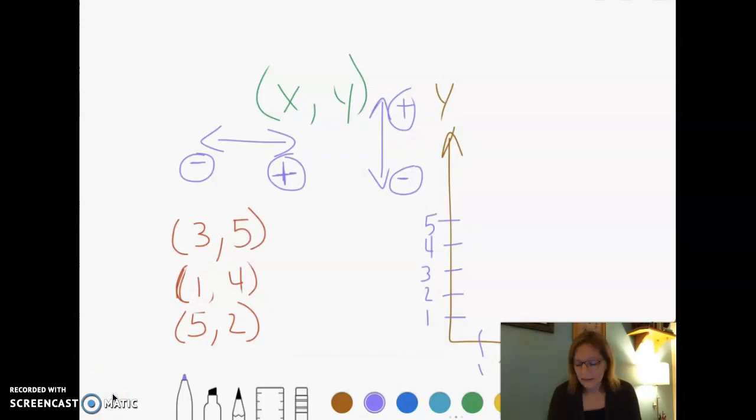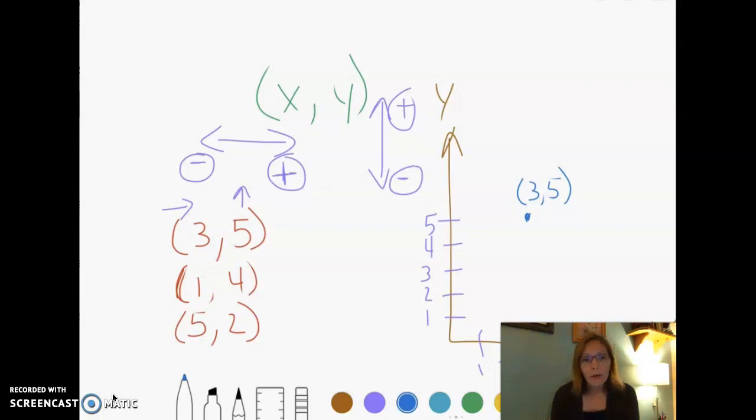Okay, let's plot these. So remember, first we're moving right or left, and then we're moving up or down. And all of my numbers are positive because I'm only plotting in quadrant 1 right now. So I'm going to move right first and up second. Let's plot these points. 3, 5. I'm going to move to the right 3, 1, 2, 3, and up 5. So 3, 5 is right there.